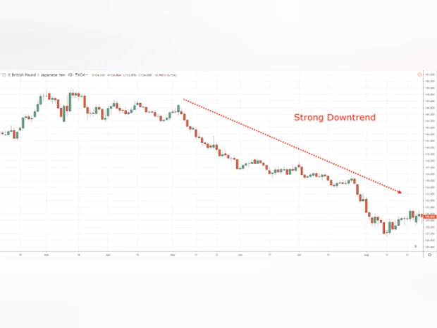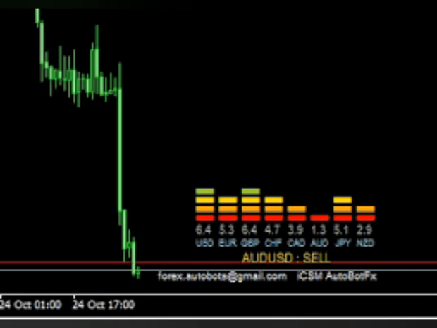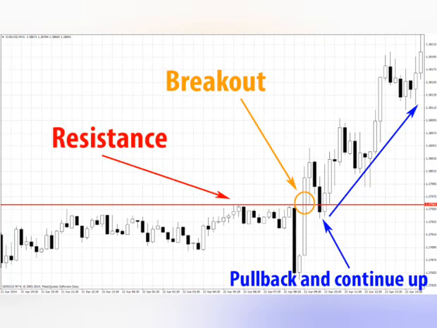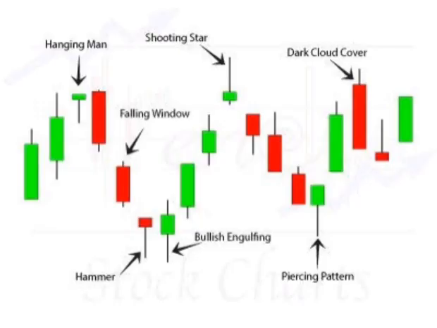Remember, a currency strength meter doesn't help you time your entries. It helps you filter out the best currency pairs to trade. This means you need a trading setup to get you into a trade, like breakouts, pullback, candlestick patterns, etc.